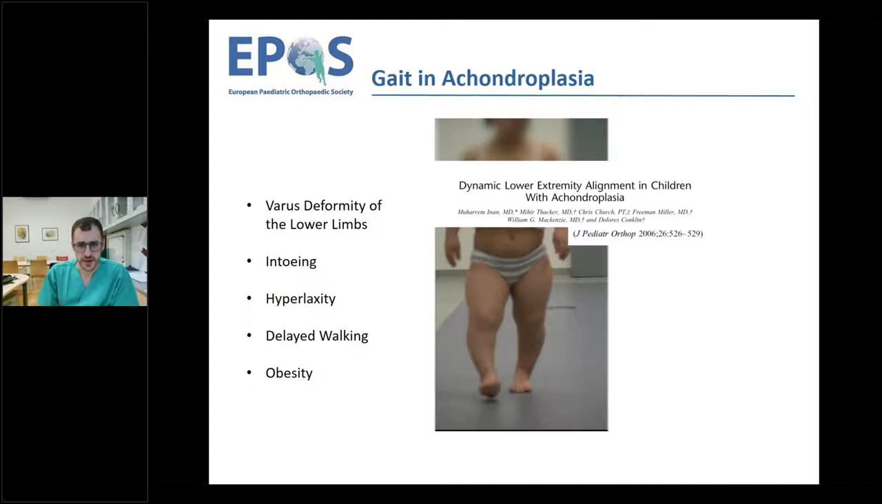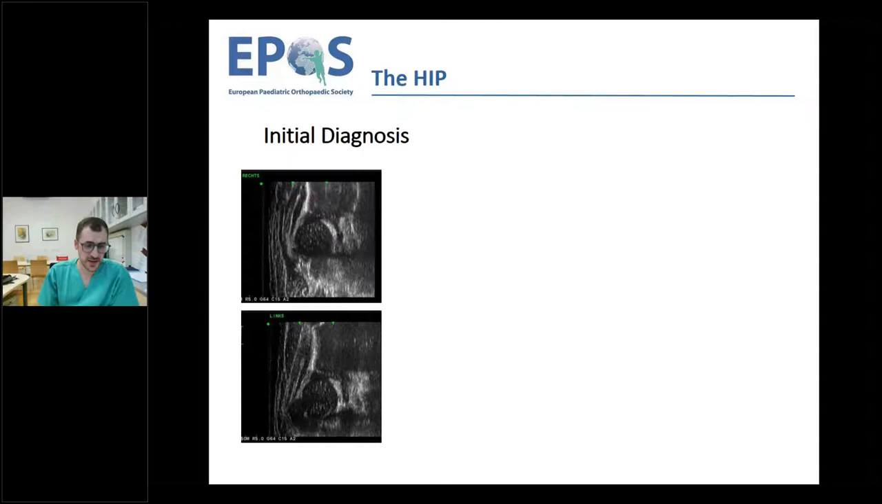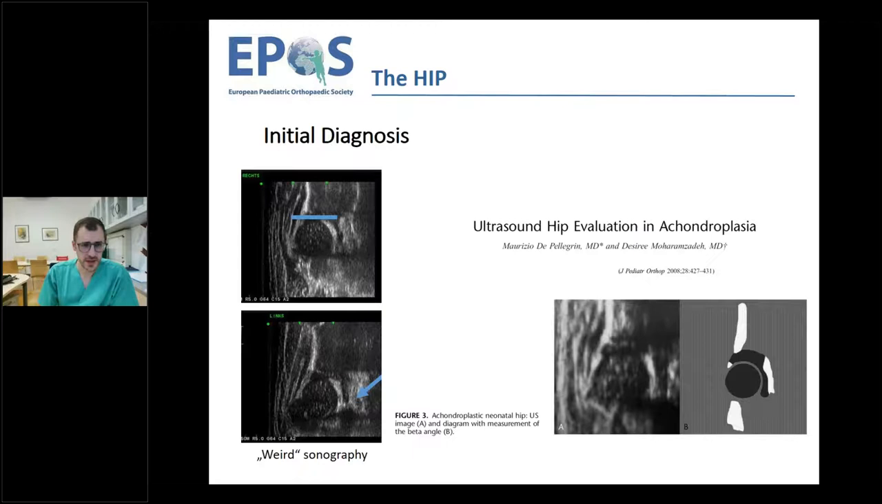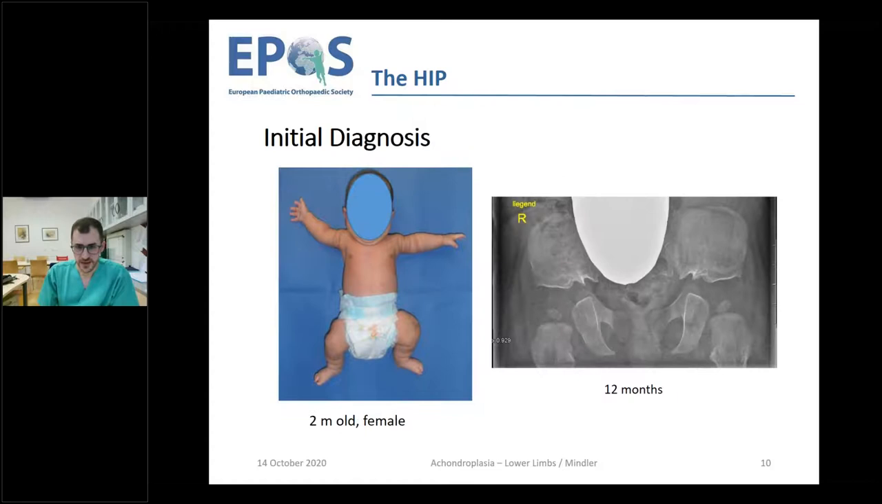The hip is sometimes important for the initial diagnosis. In Austria, we do ultrasound according to Graf, and sometimes we can find typical changes. We have a weird sonography in these patients because we cannot do the normal ultrasound. We cannot measure the alpha angle. We see a very flat acetabulum, and again, we don't find the correct points for our alpha angle. This has been reported by De Pellegrin, and in this case, we found some typical changes clinically, as well as in the lower limb radiograph. At 12 months, the same patient, we can see this wide metaphysis.